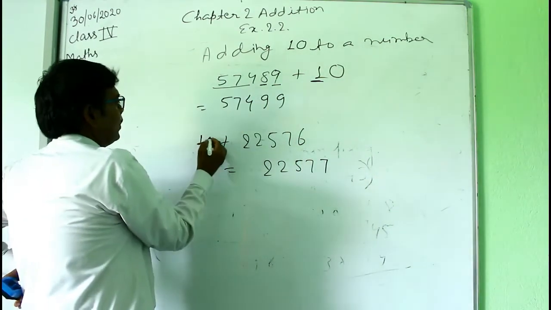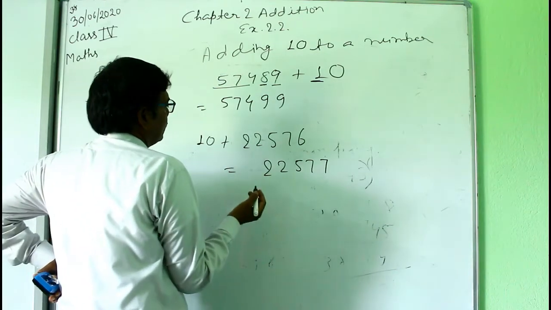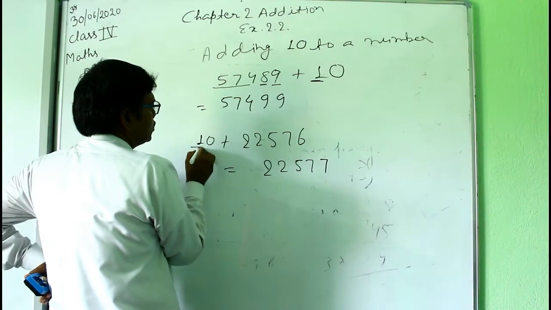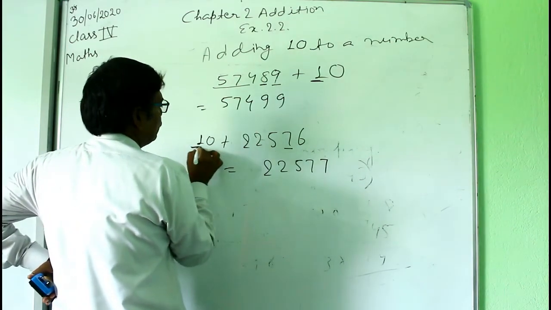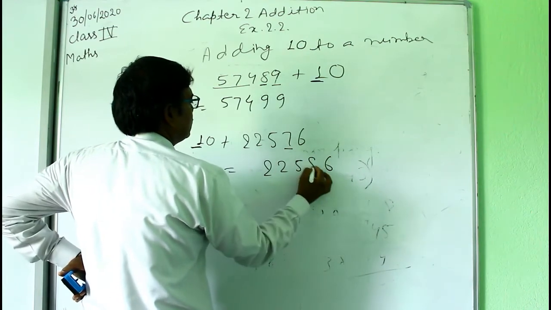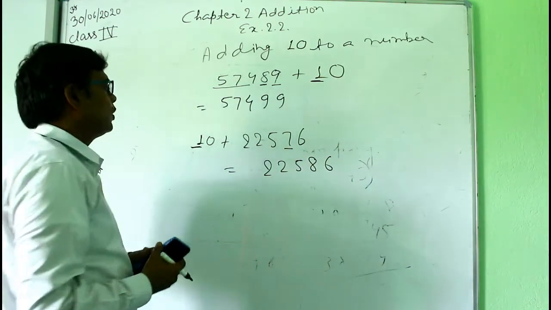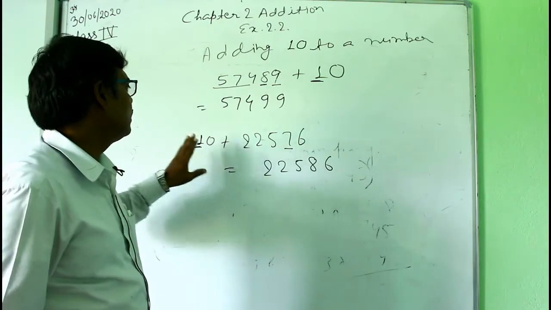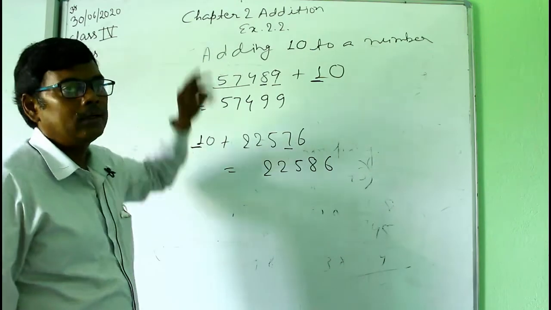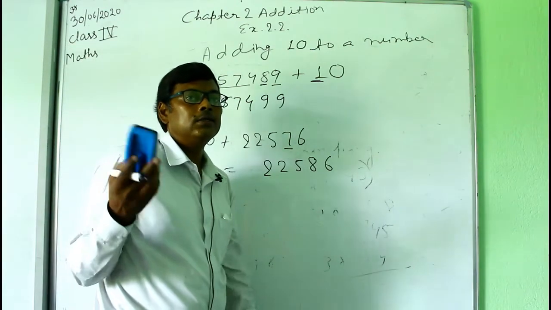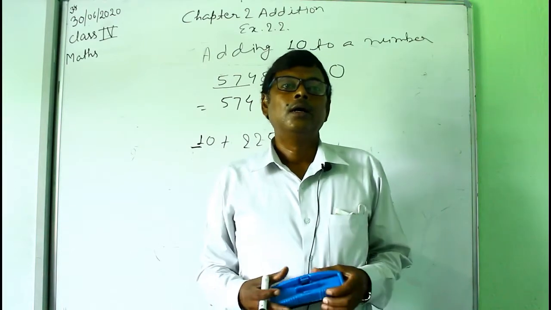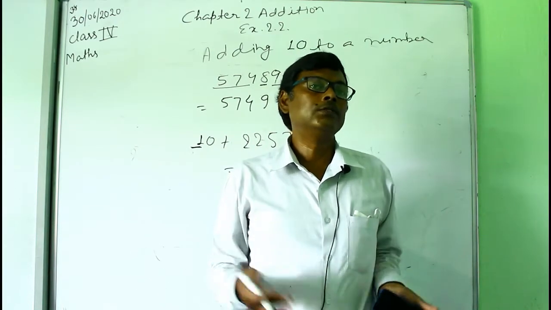And also here, if you add 10 here, then what will come? In this case also, if you add 10 to this number, again 1 is at the tens place, so 7 plus 1 will be 8. So here it will be 6 and then here it will be 8. So the answer is 22,586 when you add 10 to this number. So this is the property of 10. When you add 10 or 100 or 1000 to a given number, adding these numbers is very easy.